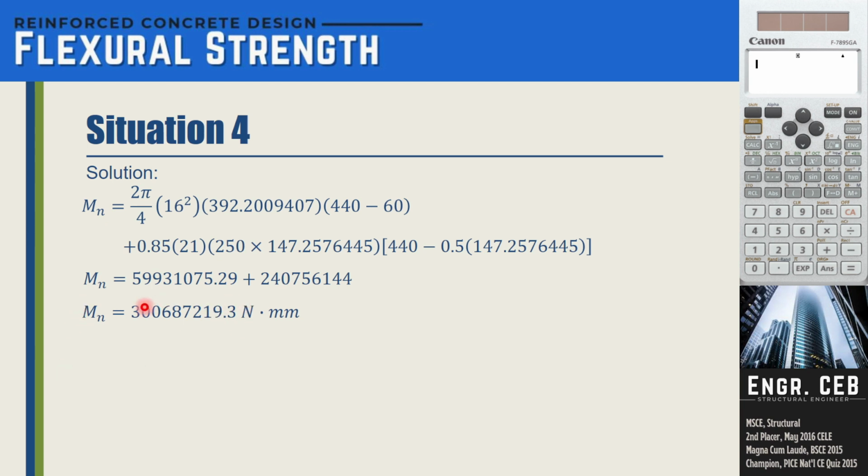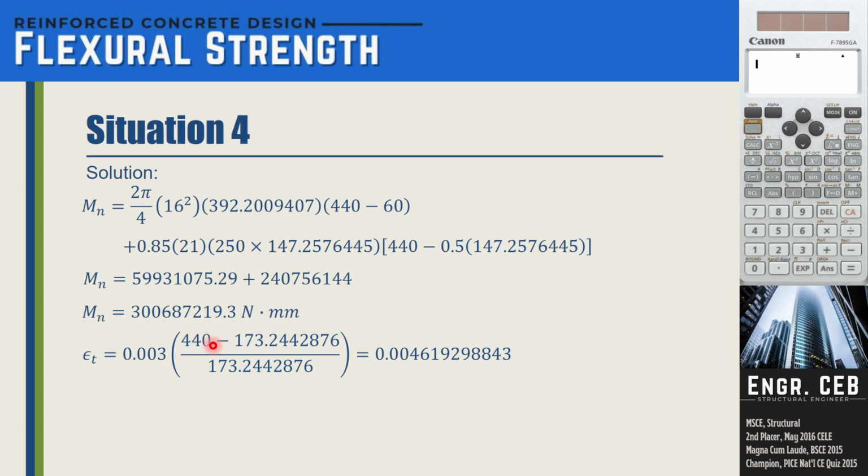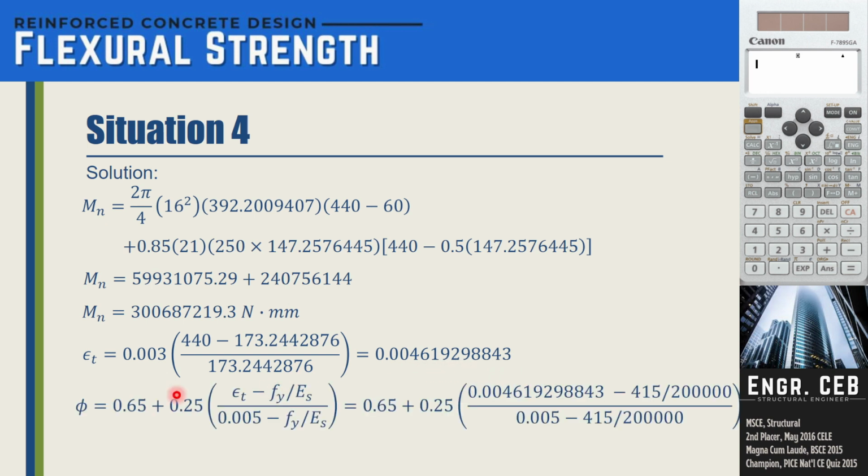But this is just the nominal moment strength. So we have to compute first the strain of the tension reinforcement for us to determine the reduction factor to be used. Because recall, the reduction factor depends on the value of the strain. So let us compute for the value of the strain, 0.003 times (d minus c) over c. So that is 0.0046192988843. And then here's the value of the reduction factor. Okay? Because as you can see, our strain is greater than the yield strain but less than 0.005.